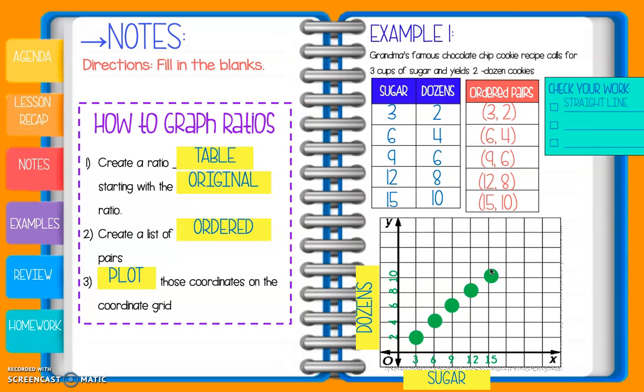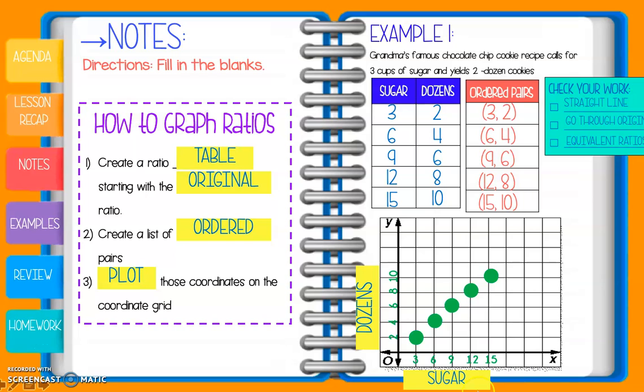Okay, the first one is, is it a straight line? If you've got some wonky line all over your paper and it's not straight, then you need to go back and check your work because something is not right. We need to look to see, does our line go through the origin? If we drew a line connecting all of our points, would it go through the origin? Then our last one is if the table and our graph contain equivalent ratios.